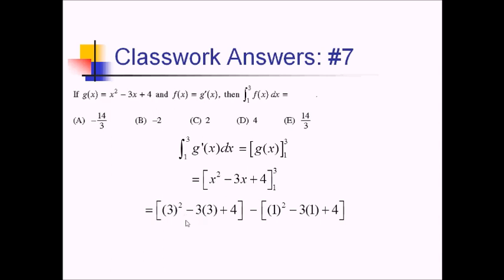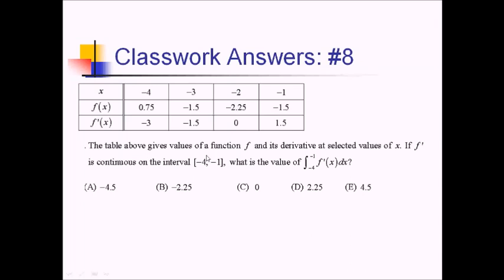So for this first bracket of stuff, this is 9 minus 9 plus 4, so that's just 4. Over here, we've got 1 minus 3, which is negative 2, plus a 4 makes it a positive 2, so we're subtracting 2, giving us an answer of 2, giving us choice C.